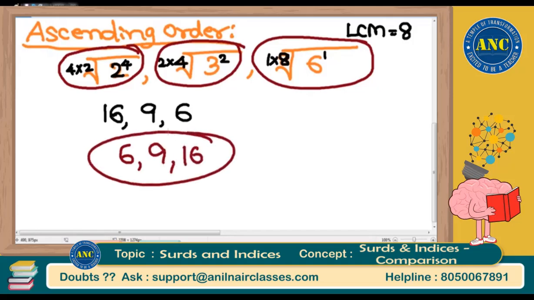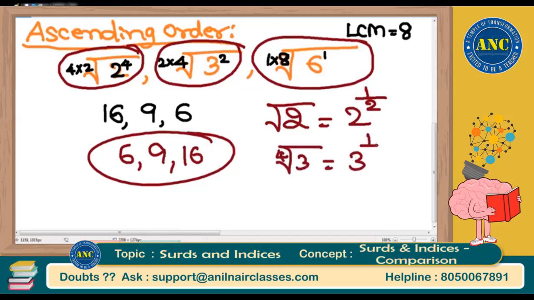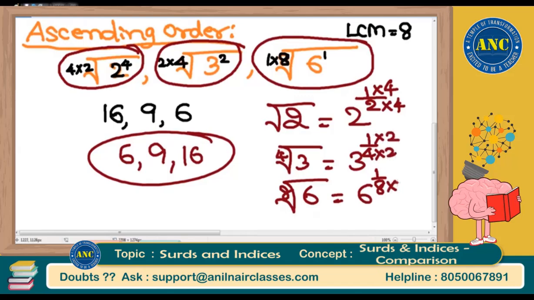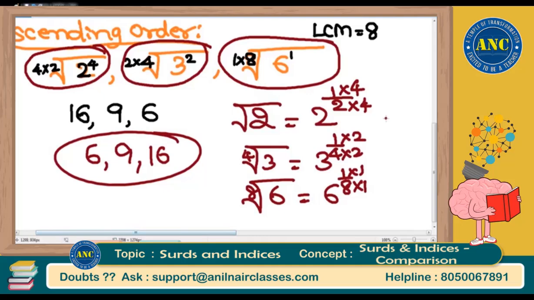Very easy. Don't use this method, sir. Yes, I know that you know this method. Square root of 2 is 2 power 1 by 2. Fourth root of 3 is nothing but 3 power 1 by 4, and then 8th root of 6 is nothing but 6 power 1 by 8, and then you will take LCM, 8 is the LCM, so you should multiply by 4, by 2, by 1, and then you will finally reduce again as 2 power 4 by 8, which you will write as 2 power 4 whole power 1 by 8.